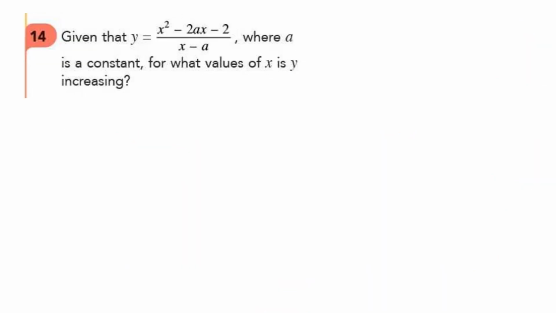This is really the most challenging question of all the other questions. But don't worry, let's do it together. You're given a curve which is y equals x squared minus 2x minus 2 over x minus a. A is a constant, which means a can be 1, 2, 3, 4, 5, negative 1, 2, it's just the real values. So for what values of x is y increasing?